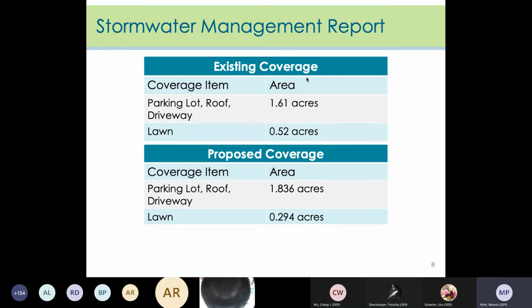So looking further into the report, what we were provided was an existing coverage of 1.61 acres. The lawn was 0.52 acres, and then for the proposed condition, they state they increase slightly less than a 1/4 acre of regulated impervious coverage. Now, this is key because increasing a 1/4 acre or more of regulated impervious coverage means you would have to meet the water quality requirements. They're at 0.22 acres of increase, so they're very close to the trigger for water quality, but they wouldn't need to meet the conditions for this requirement.